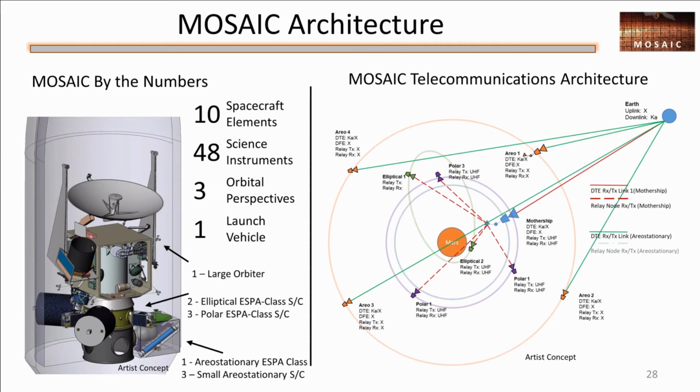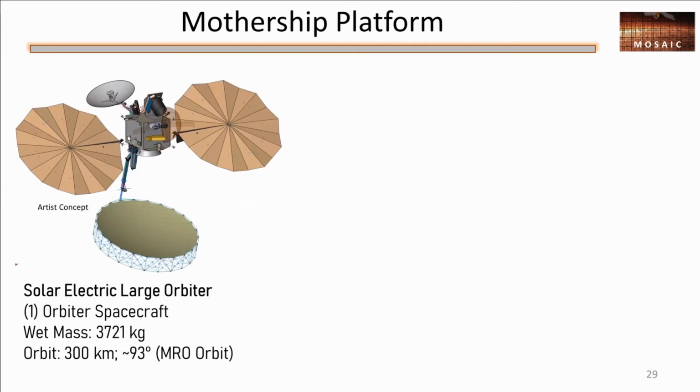And we show the telecommunications architecture there on the right, whereby the Areostationary spacecraft, shown there in orange, will talk directly to Earth. They were just too far away from the mothership to have that be an efficient way to communicate. But the small polar orbiting satellites shown there in purple, and also the elliptical orbiting satellites shown there in green, do speak to the mothership and relay their data back through the mothership's large antenna.